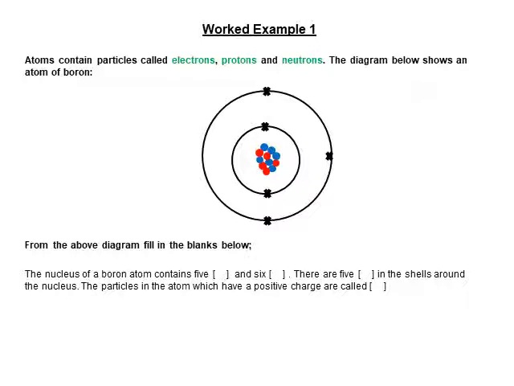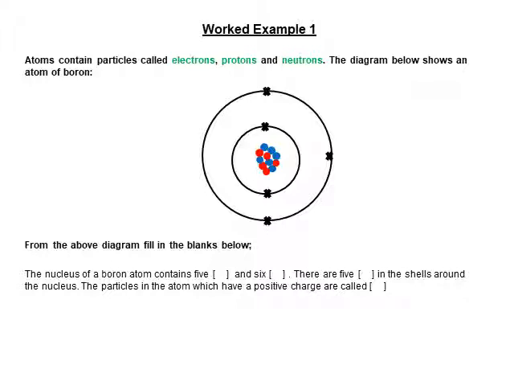So atoms contain particles called electrons, protons, and neutrons. The diagram below shows an atom of boron. From the diagram, fill in the blanks below. The nucleus of the boron atom contains 5 protons and 6 neutrons, and there are 5 electrons in the shells around the nucleus.